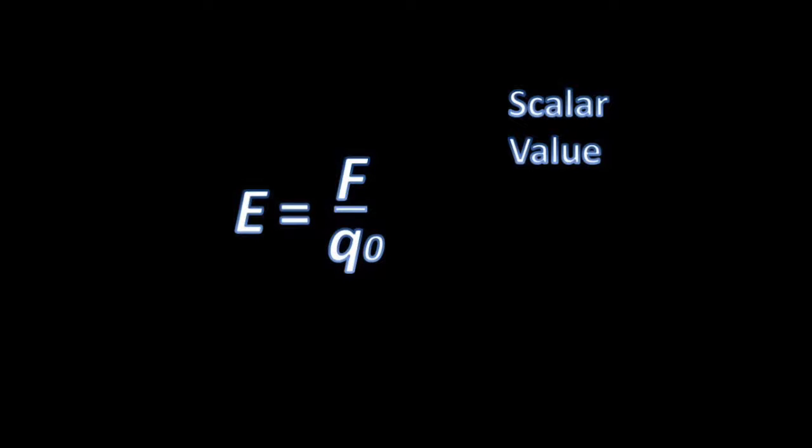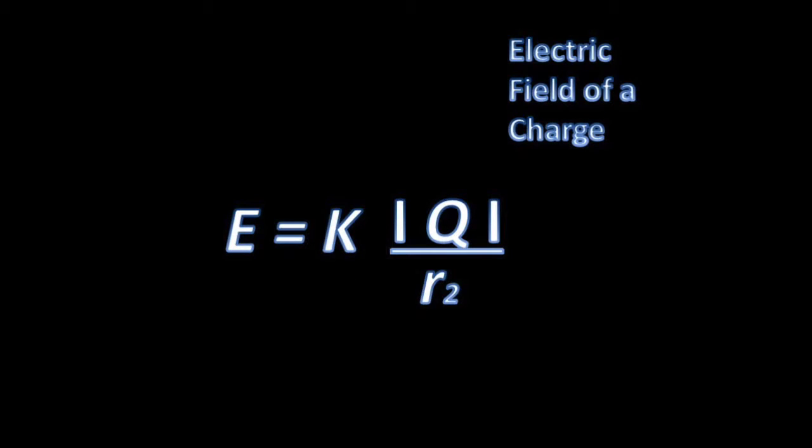By substituting Coulomb's law in the last equation, we can get a formula to calculate the electric field of a charge. E is equal to K multiplied by Q over R squared, in which E is electric field, K is the proportionality constant, Q is charge, and R is distance from Q to any point.